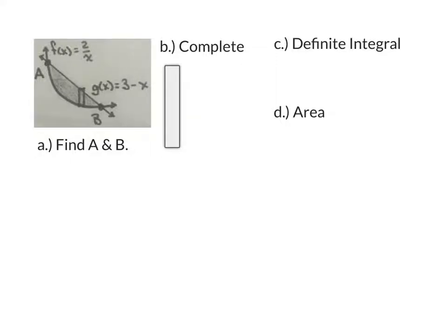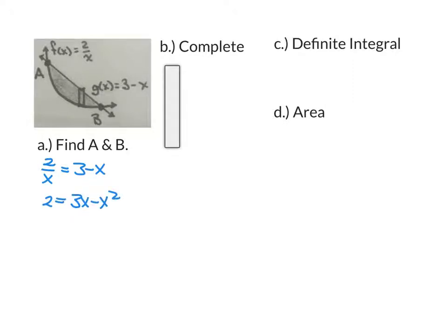In this problem, we're first asked to find the points of intersection, A and B. Since they are points of intersection, we just set the two equations equal to each other. 2 over x is equal to 3 minus x. To solve it, I would multiply both sides by x, giving me 3x minus x squared.